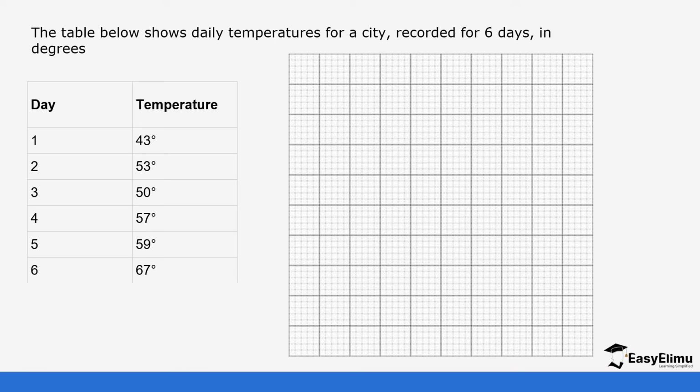So the first thing, we need to choose our scales for the x-axis and the y-axis. We are going to place day on the x-axis, and you start with day 1, day 2, day 3, day 4, day 5, day 6, day 7, and so on. And then on the y-axis, we are going to use the degrees. We will let 5 degrees represent 1 centimeter. So you start with 40 degrees. This is going to be temperature.